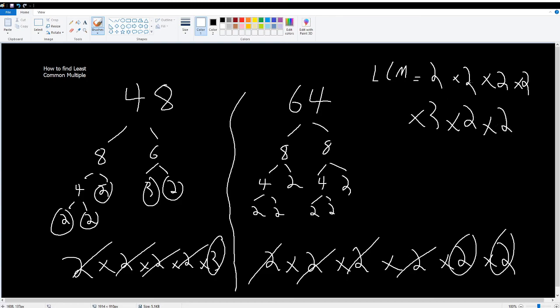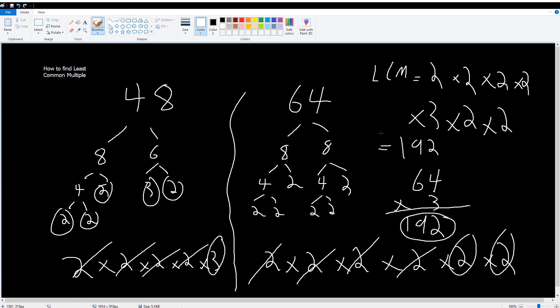2, 4, 8, 16, 32, 64. And then we have 64 times 3. Okay. So this is going to be 192. Okay. So the LCM is equal to 192. And we can see that, right? 64 plus 64 is 128. Meaning if we count by 64, right? 128. 128 plus 64, right, is 192.